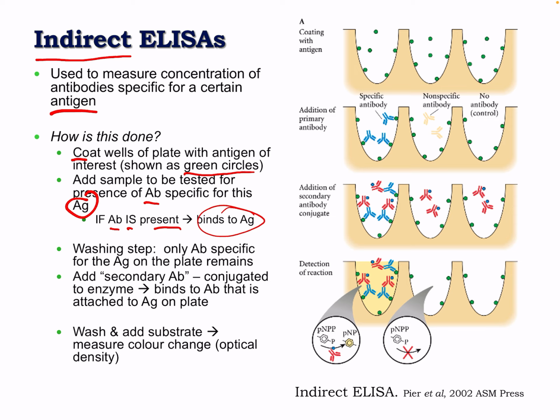Then we have a washing step, so only antibody specific for the antigen on the plate remains. Then we add secondary antibody, which is conjugated to the enzyme, and this binds to the antibody that is attached to the antigen on the plate. Sometimes they're called anti-antibodies, and these bind to the antibody that binds to the antigen. Then we wash and add the substrate, and then we measure the color change through optical density.